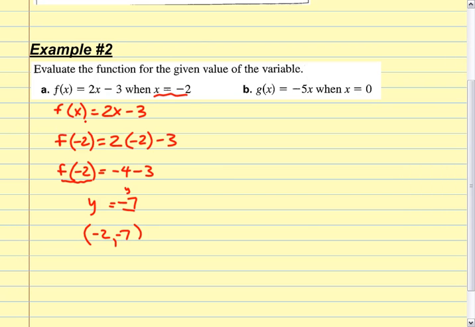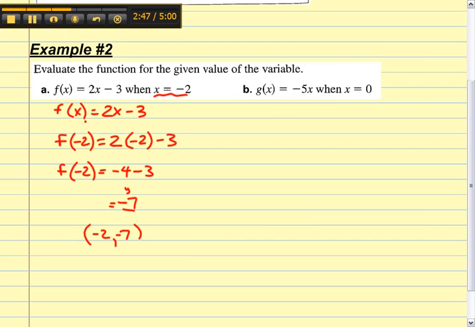Let me back up and show you what I mean by that. When we write it in function form, you see, when I get to the end, Bella, I've got the x and the y in front of me. I can see -2, -7. It's still there. I didn't lose it in the process of trying to figure out what y equals.